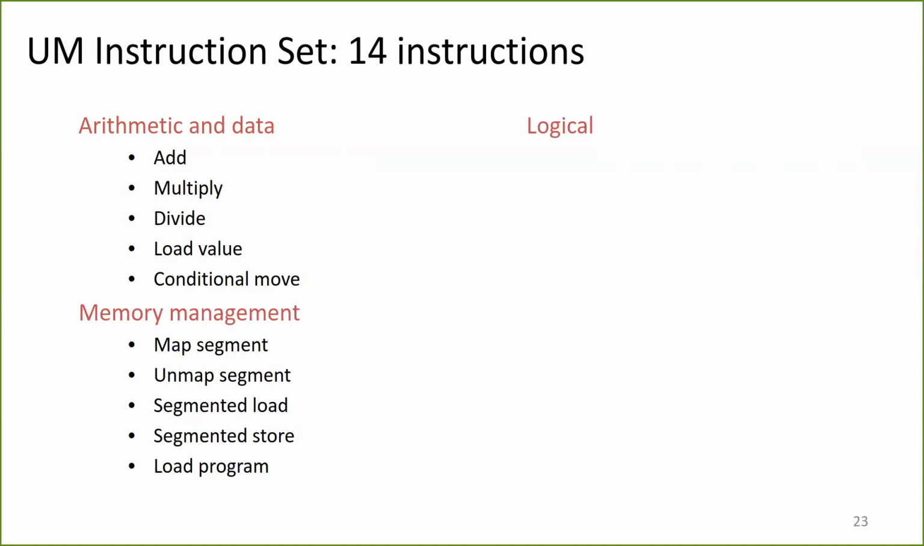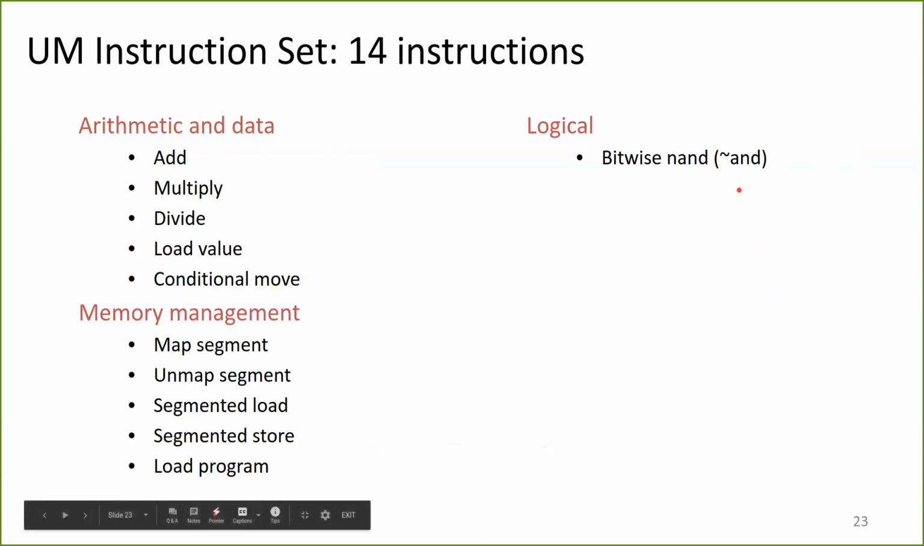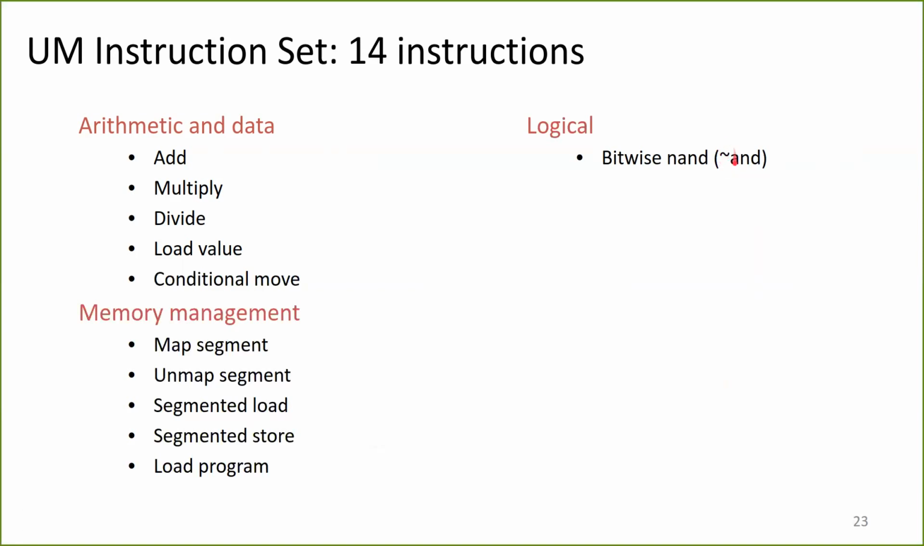We have one logical instruction. We can do a bitwise NAND operation. This is simply doing the bitwise AND of two registers, and then on the result, doing a bitwise not operation, so flipping all the bits in the result of the AND. That's the only logical operation, but it turns out that just by using NAND, you can actually encode all of the other logical operations, AND, OR, NOT, XOR, any of them.